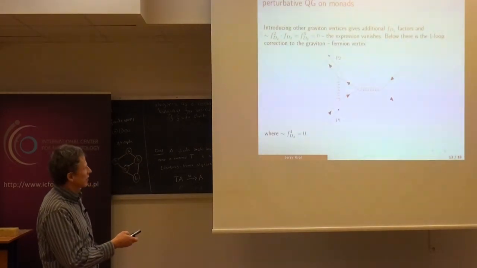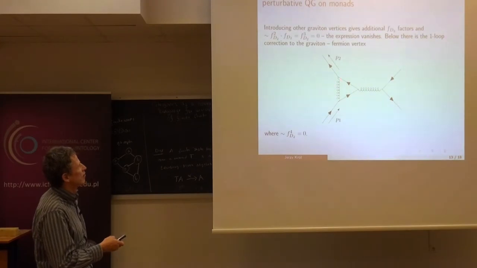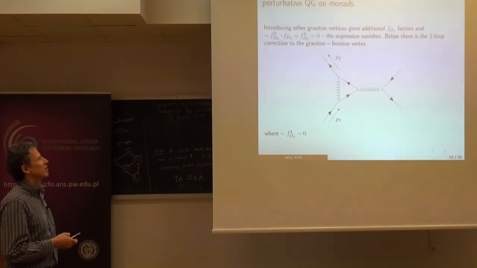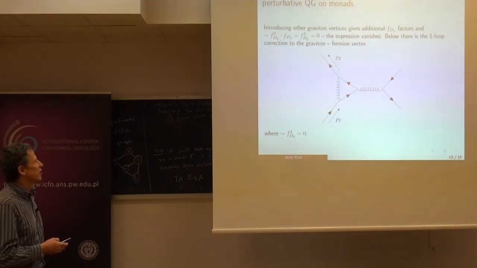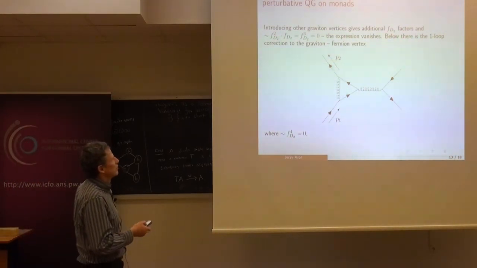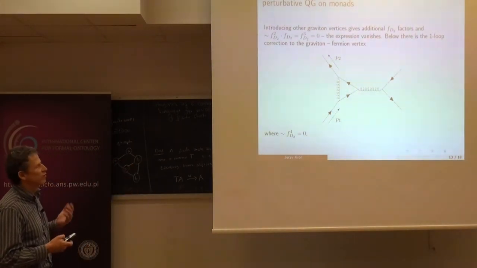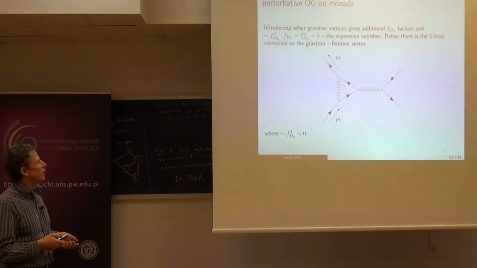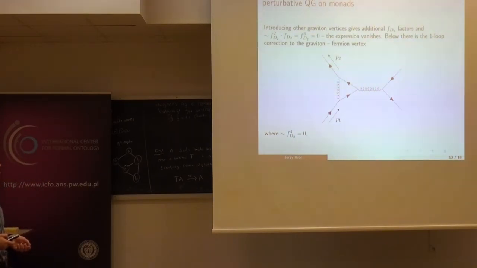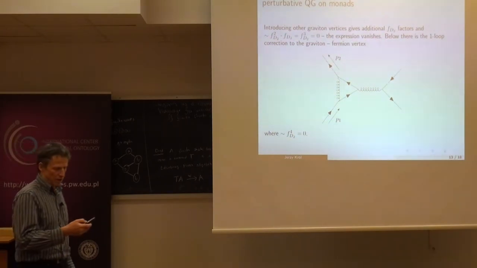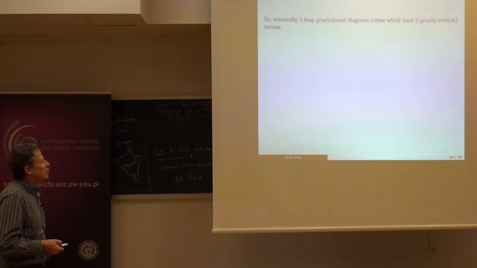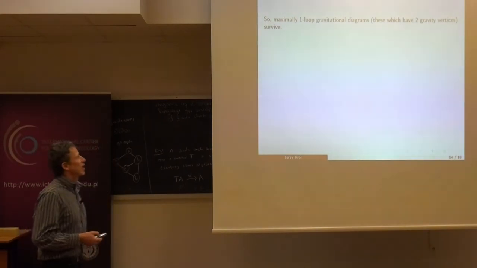Okay, we introduce another vertex, another two vertices in fact. We get a one-loop Feynman diagram, but according to our procedure, the expression calculated from such a diagram must vanish because we have four vertices. Each vertex gives us an expression proportional to the coupling constant. We get the coupling constant to the power 4, which means e to the power 4, which is 0. And so maximally one-loop gravitational diagrams can survive this procedure.